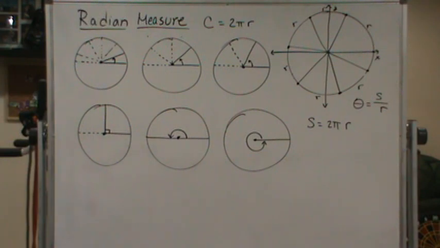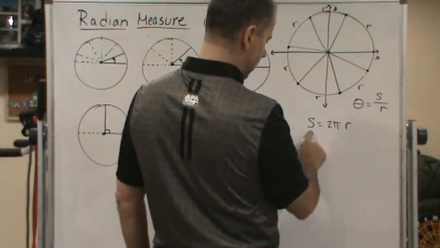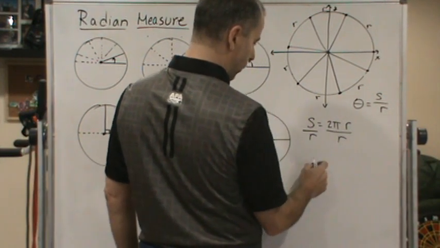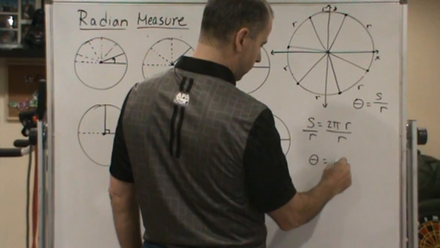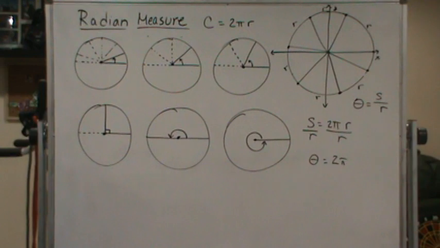So how do we get the measurement of the full circle? Well, let's demonstrate this. If we take S over r equals theta, here's S, so we're going to divide both sides by r. And what do we get? We get theta is equal to 2 pi. Look at that. 2 pi radians. So for one full revolution, the angle is going to be 2 pi radians.